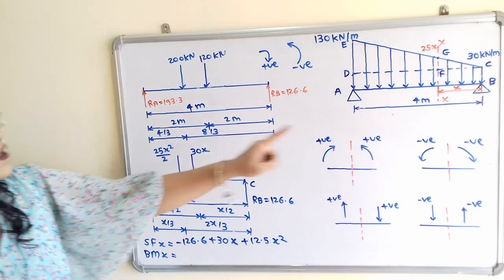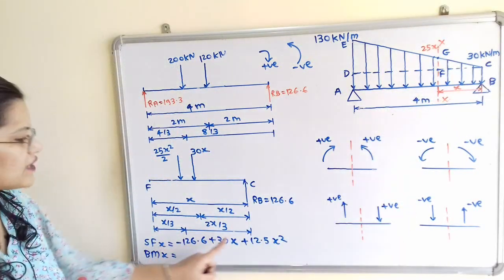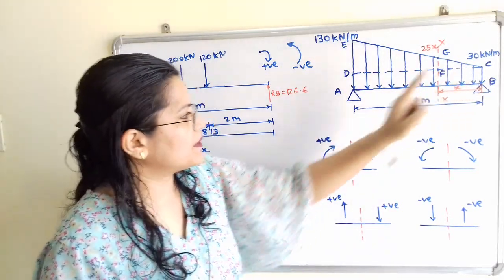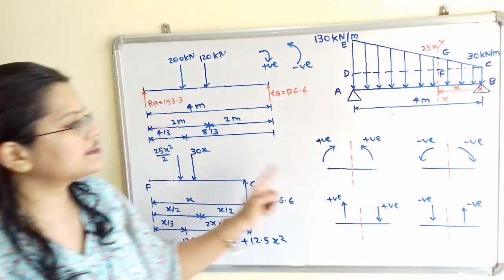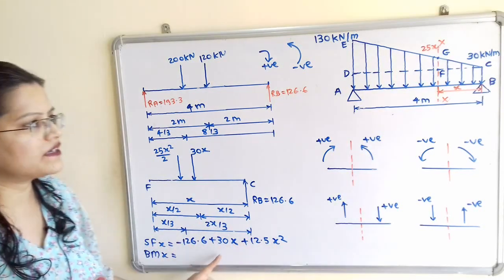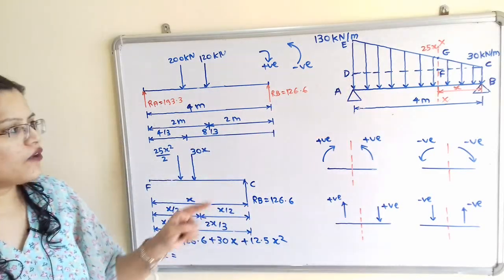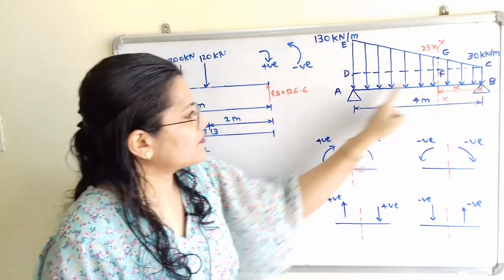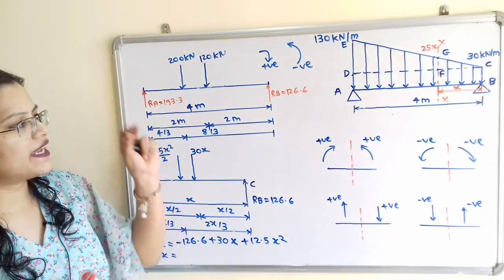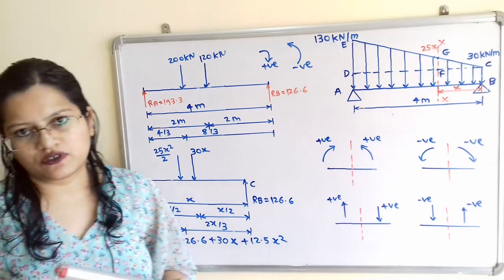We know that at point B, x is equal to 0. So when we put x equal to 0, we get the value of shear force at point B. And at point A, x is equal to 4 meters. So when we put x equal to 4 meters, we will get the value of shear force at point A. Now within the span of AB, we will take x equal to 2 meter, x equal to 3 meter, and we will calculate the value of shear force.